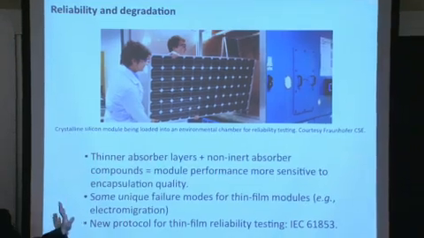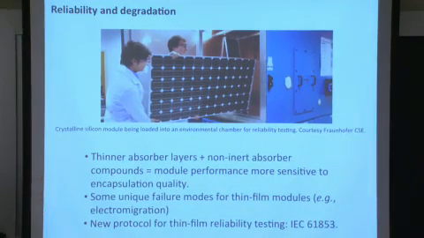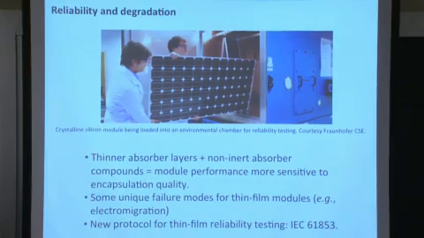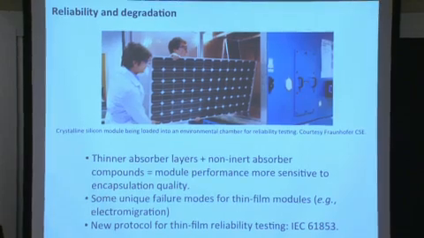Any questions so far on these topics? Because these are general issues that will affect all thin film materials. I wanted to make sure that we were comfortable with these general topics before we dove in any detail into the technologies themselves.